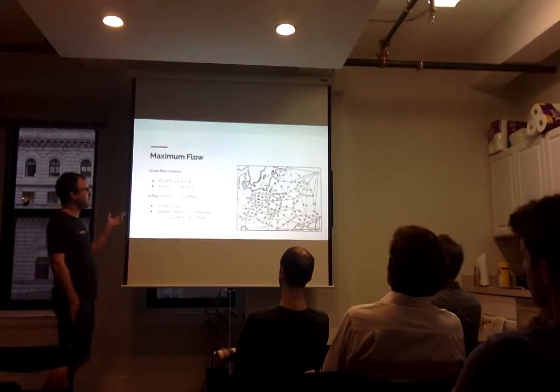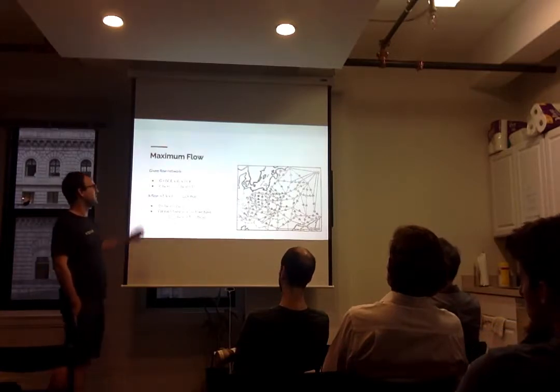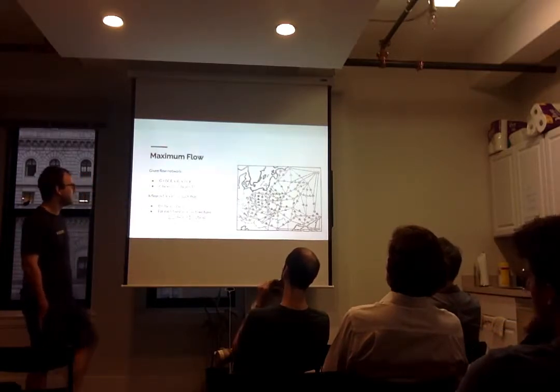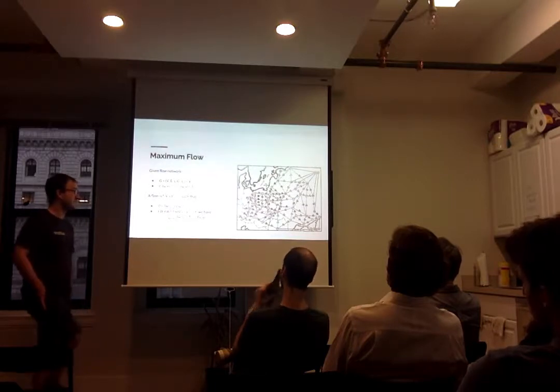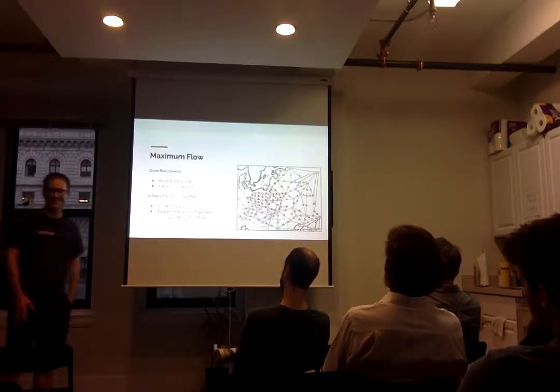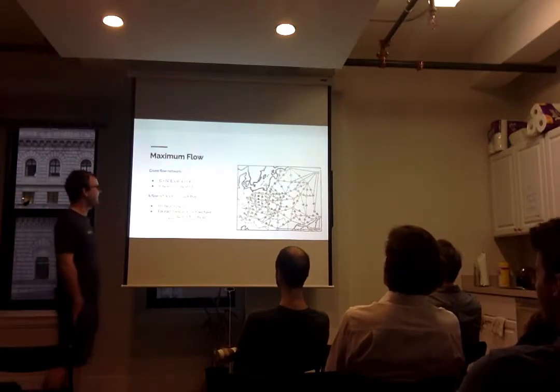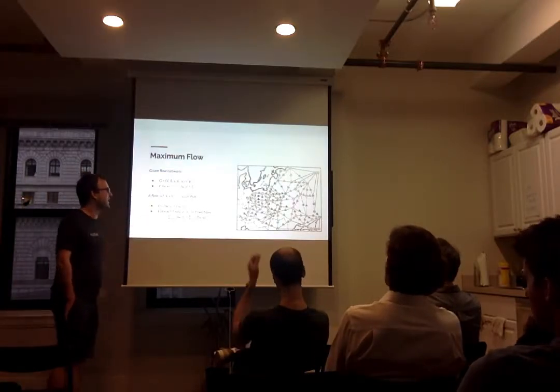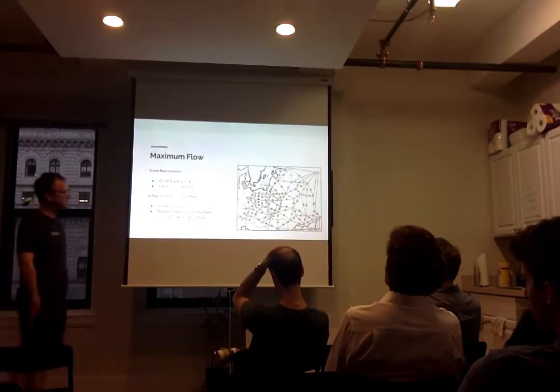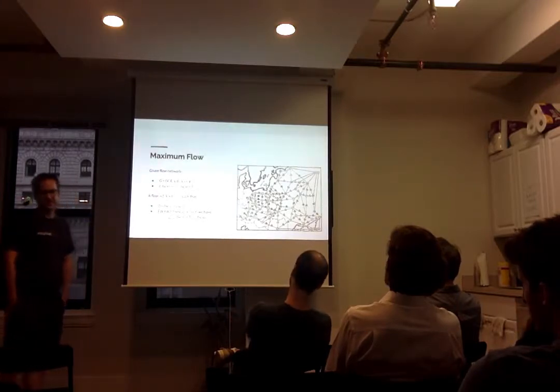So more formally, you have a definition: G is your graph that consists of a vertex set, an edge set, a source vertex, and a sink vertex. T is the sink. And then C is your capacity function, so it just maps each edge to a positive value.